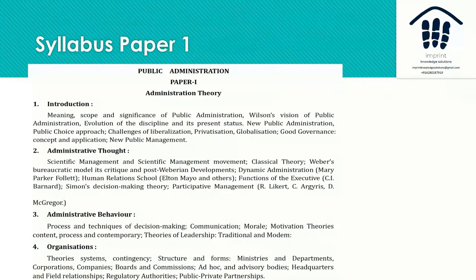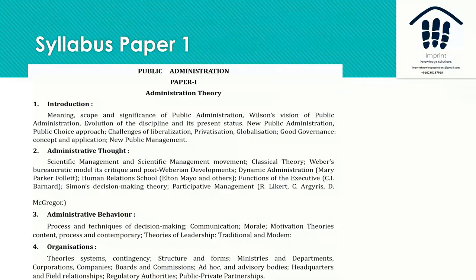Then the Functions of the Executive by Barnard, which talks about the functions, and I think he is my favorite thinker, and we'll talk about him in much more detail. Then Simon's decision-making theory, how decisions should be made, how we come to the concept of bounded rationality, to satisficing. We're talking about the zone of indifference and the zone of acceptance by Barnard and Simon. So these were the behavioralist schools.